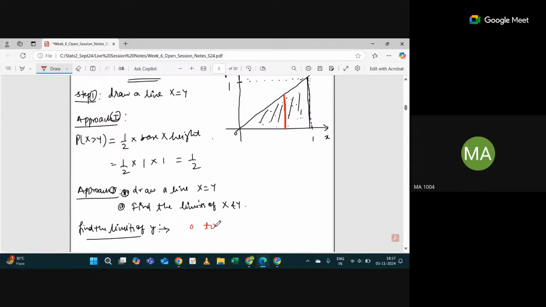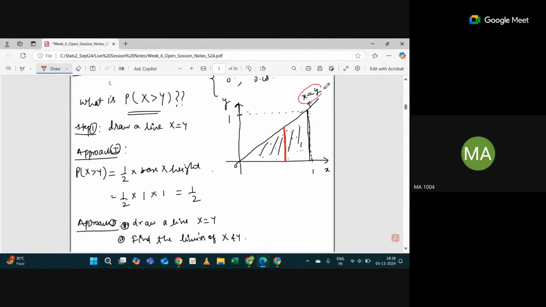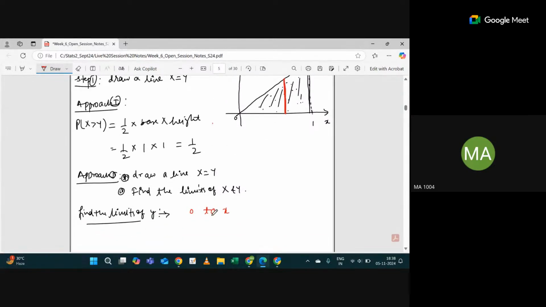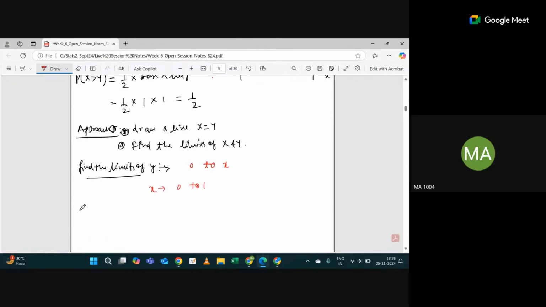And what is the last limit? This red line is going till the line x equal to y, right? That means the value of y is x, correct? So the limit of y will be 0 to x, and for x you will take the whole limit, which is 0 to 1. So what will be your integration to calculate the probability x greater than y? Since you are integrating with respect to y, it will be f_XY(x, y). For y you integrate 0 to x, and then for x you integrate 0 to 1. Is this okay?